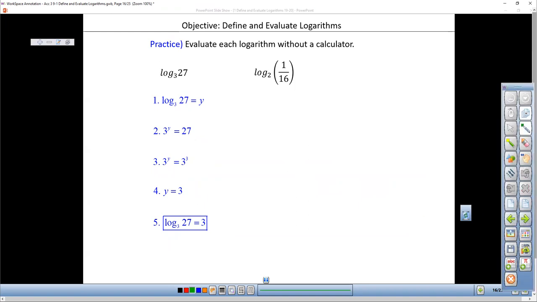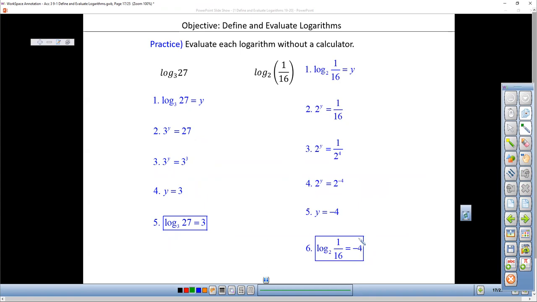Let's take a look at this next one. Here, hopefully, you came up with a value of negative 4 because you have to use that negative exponent property. When you pull this to the top, the positive 4 becomes a negative 4 exponent. So your variable value, here I used y again, is negative 4. And so our logarithm equals the exponent value of negative 4.